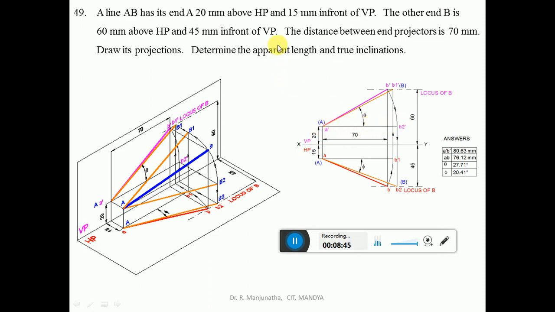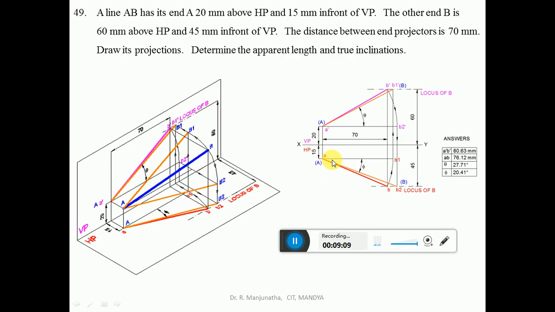Similarly, 15 mm in front of VP is seen in HP. So from the XY line you measure a distance of 15 mm below the XY line and draw a horizontal line. Then consider any point and draw a vertical projector such that it cuts both the lines at A dash and A respectively in the front and top view. You mark this point as A dash and this point as A.